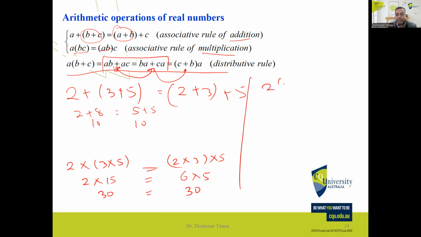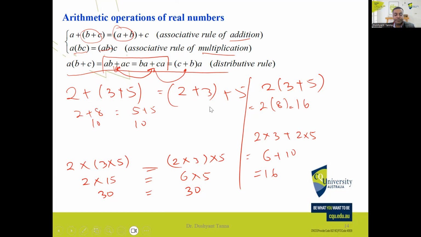A quick explanation of that: 2 times 3 plus 5, which is 2 times 8, or 16. If I had to expand it, then 2 times 3 and 2 times 5. If you don't follow the BIDMAS rule, we'll never verify whether it is true or false. Multiplication comes first. That's 16 as well. Easy peasy.